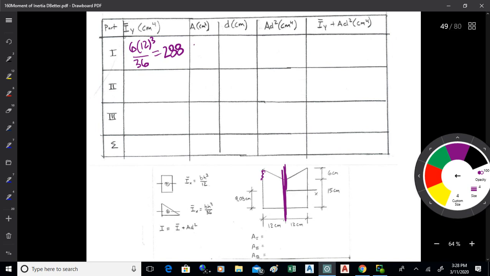Okay, the area was 36, and it still is, no change there. The offset distance is measured from the y-axis now, so it's this distance right there. It's 8, I think. So 36 times 8 squared would get us the AD squared term. So whatever 36 times 64 is. Yeah, 2304.